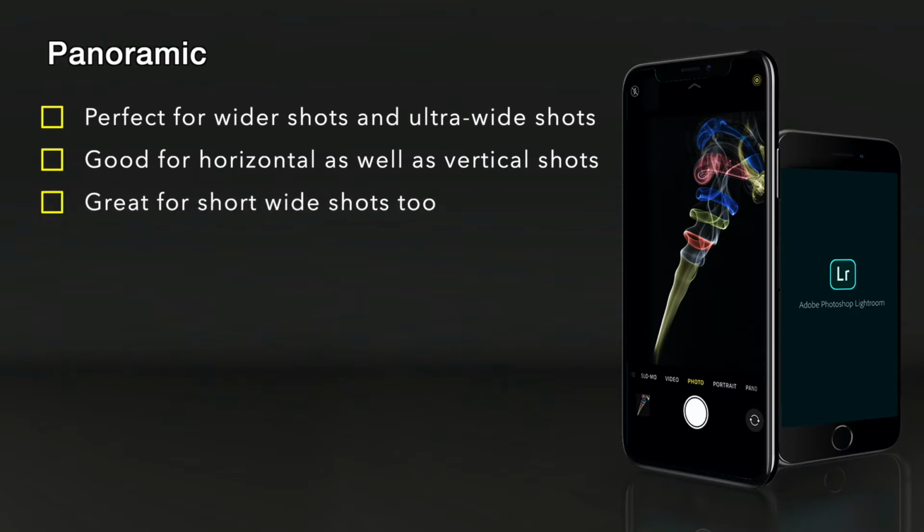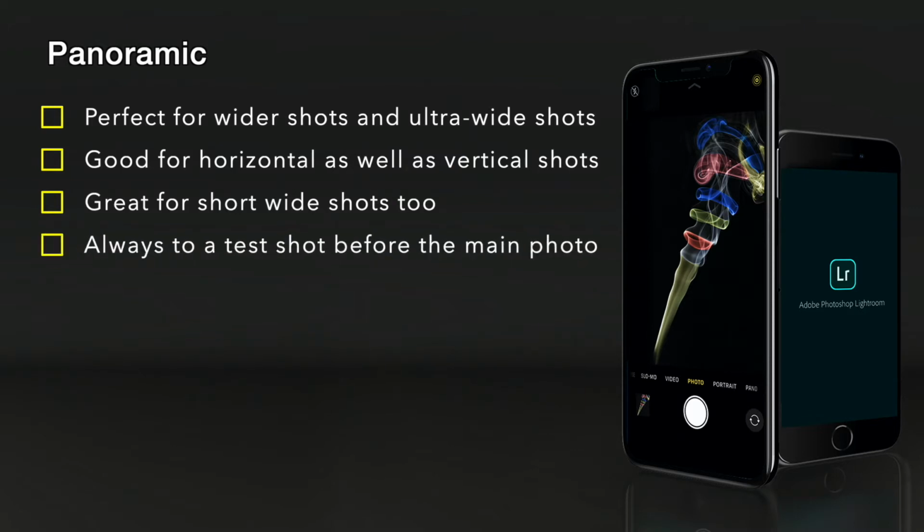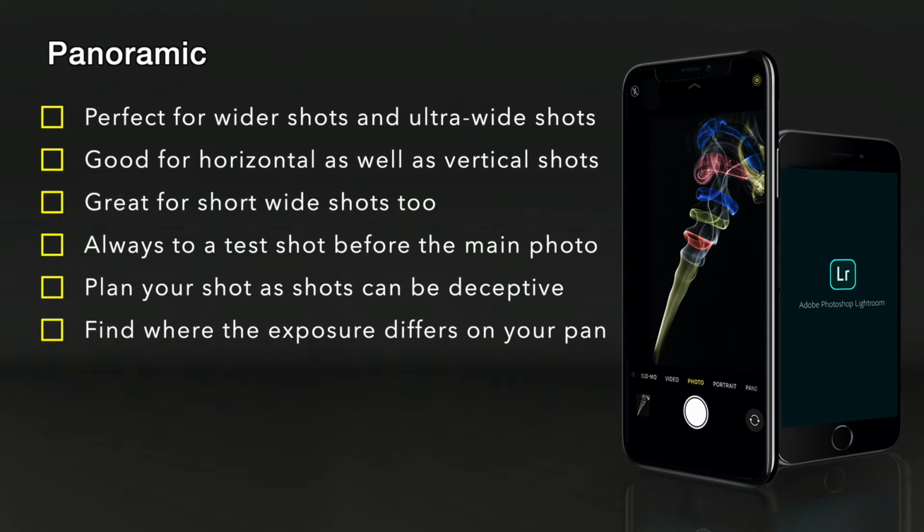photo. When shooting a pan, it's a good idea to do a test run before recording. Why? Well, there are three main reasons. It's quite deceptive what you might think you'll be getting in and what you actually might miss when panning, such as treetops or something nearer the ground. Secondly, you need to find out where the exposure differs on your pan. And finally, also know where you want to start and stop your pan.